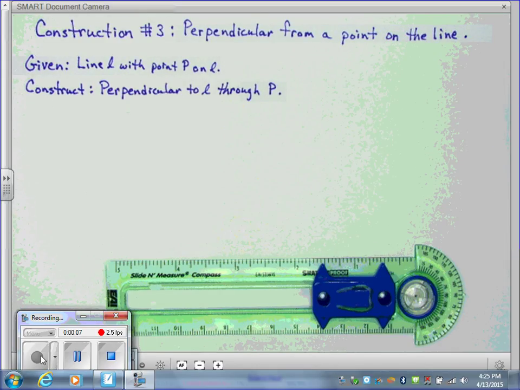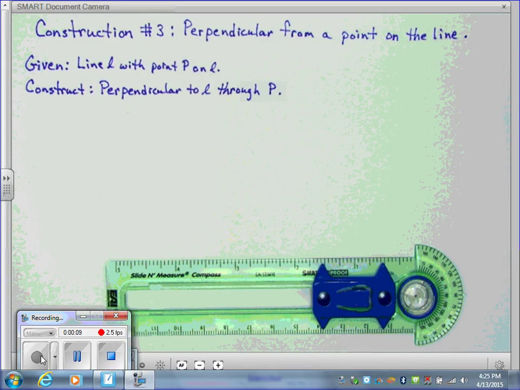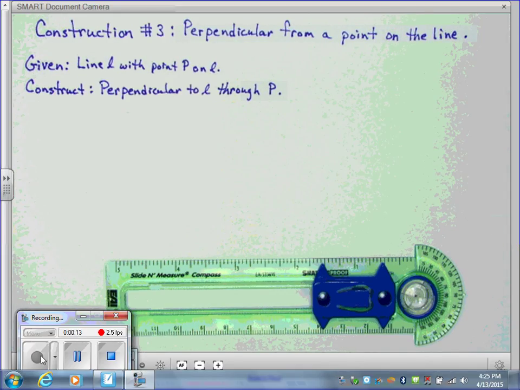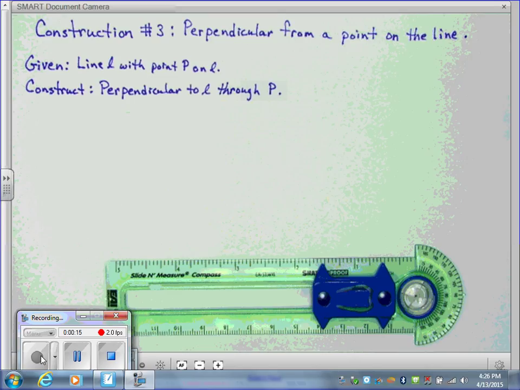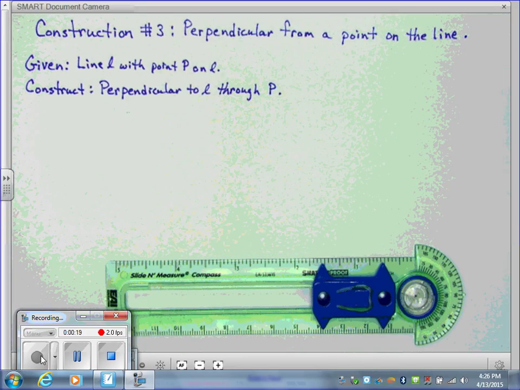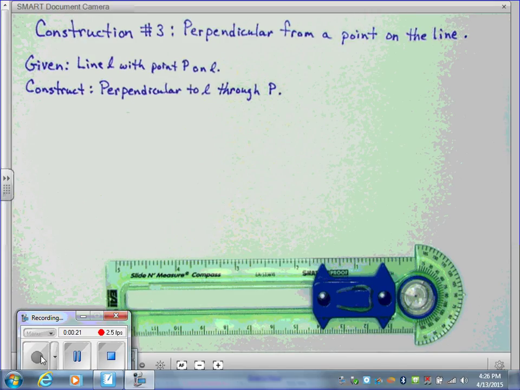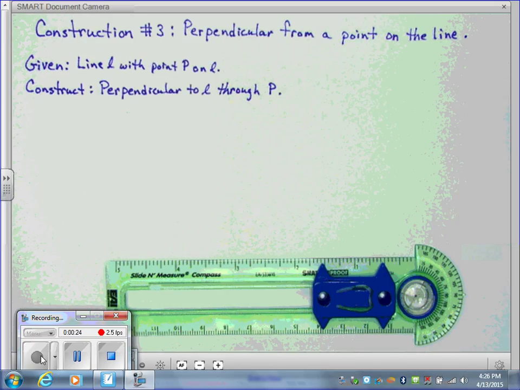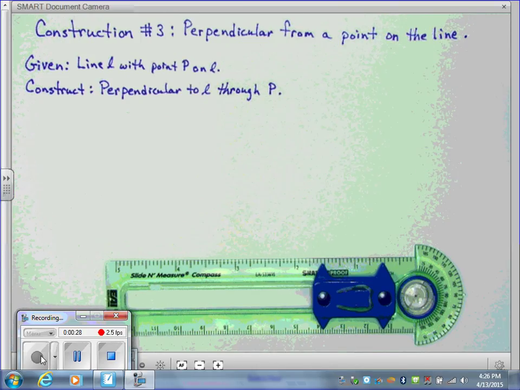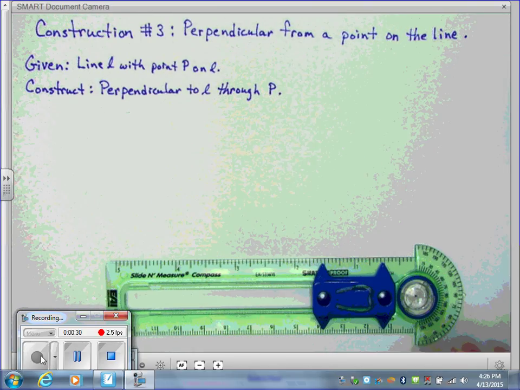Construction number 3, a perpendicular from a point on the line. Now, remember what a perpendicular is. Two perpendicular lines form what? They form right angles. So here we're about to construct a right angle. Not with a protractor. We're constructing it with the compass.